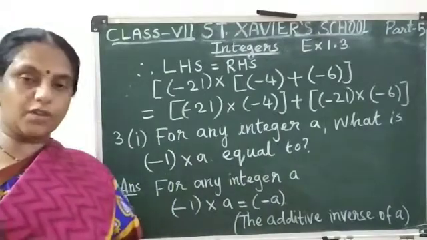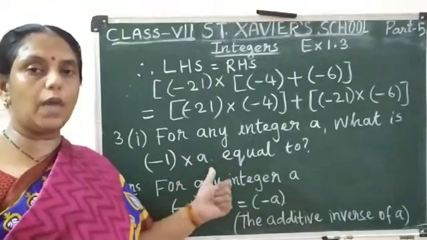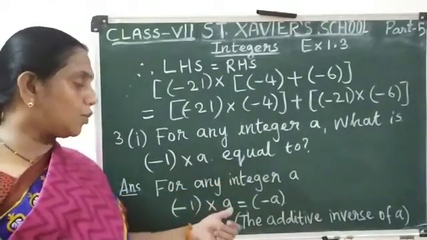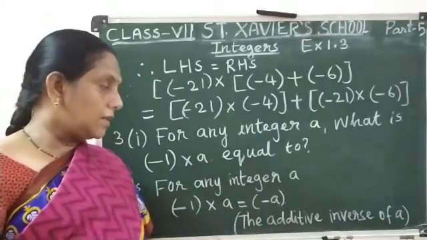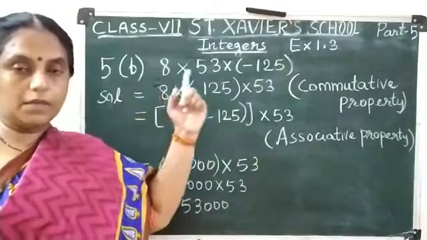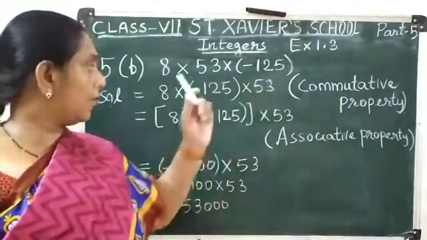Now question number 3, first one: for any integer a, what is minus 1 into a equal to? Answer is, for any integer a, minus 1 into a equal to minus a, that is the additive inverse of a.